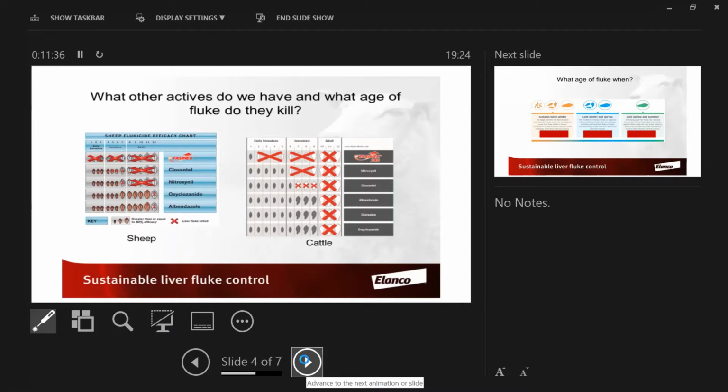Okay. I think, John, before you move on, I think it's just important to say that this chart isn't a guide as to how good a product is. It's just a guide as to what the product does. They're all passed and they're all very good products, but it's just a guide as to what time of year you should be using these products.